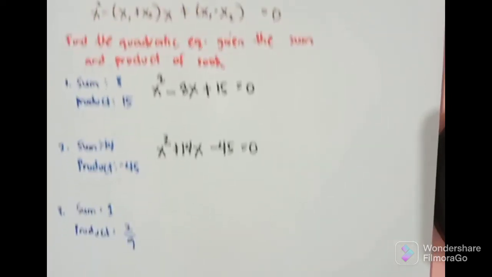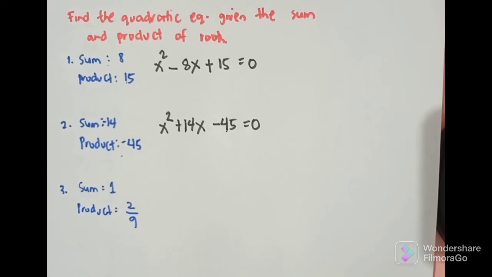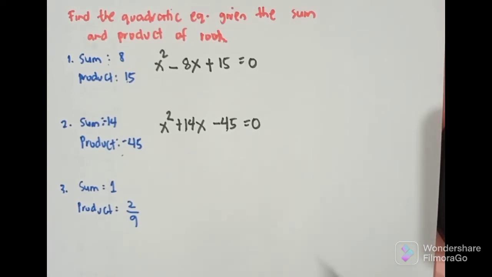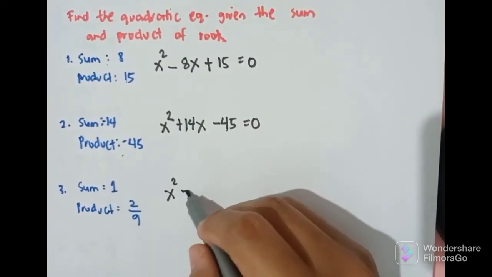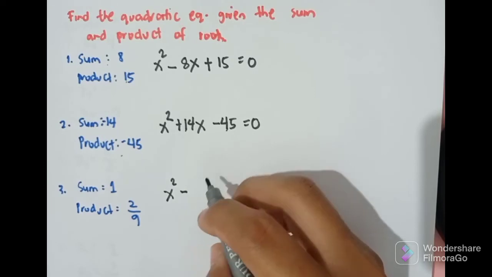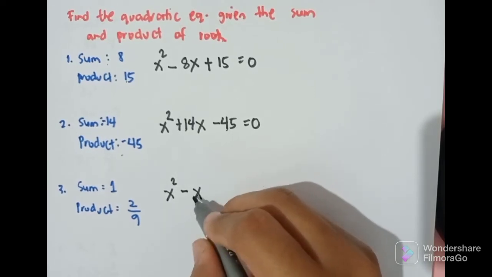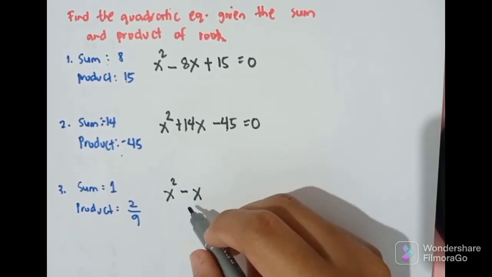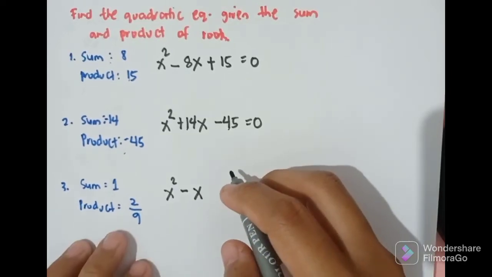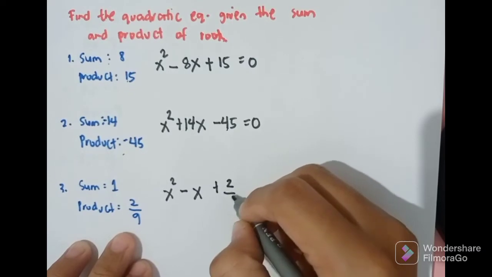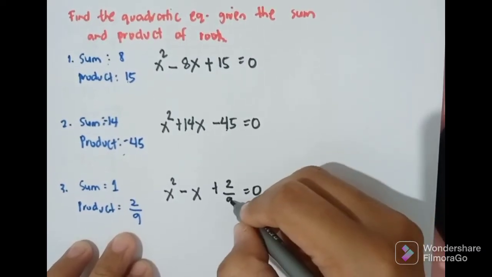Okay po. And last example, so we have sum is equal to 1 and our product is equal to 2 over 9. So again, that is x squared. So since positive to magiging negative, lalagay ko po ba yung 1? Hindi na yan. So that is x kasi automatically may imaginary 1 yung variable na x. Then, plus 2 over 9 is equal to 0.